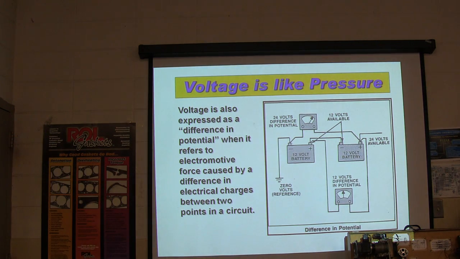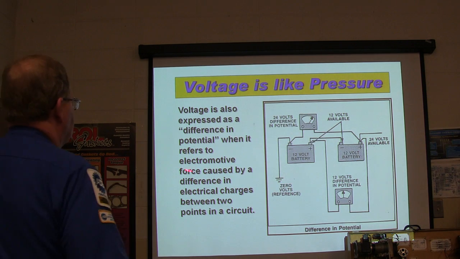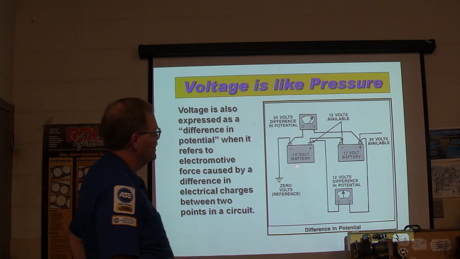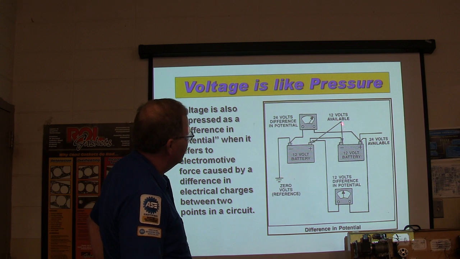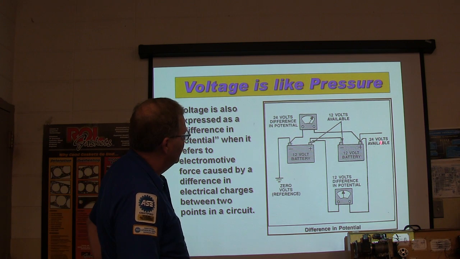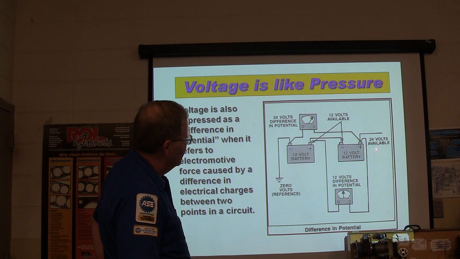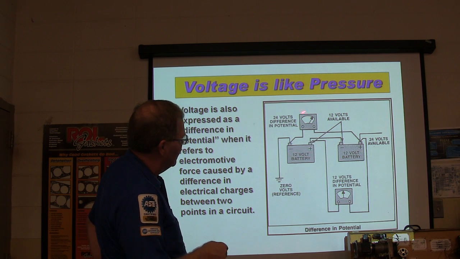Voltage is also expressed as the difference in potential, referring to the electromotive force that causes electrical charge between 2 points in a circuit. So you've got 12 volts available here, 24 volts available totally, but the 12 volts is potential. Why is that? What have you got 24 volts here for? You've got your positive and your negative connected together. If you've got ground here and you're measuring there, this is 24 volts.